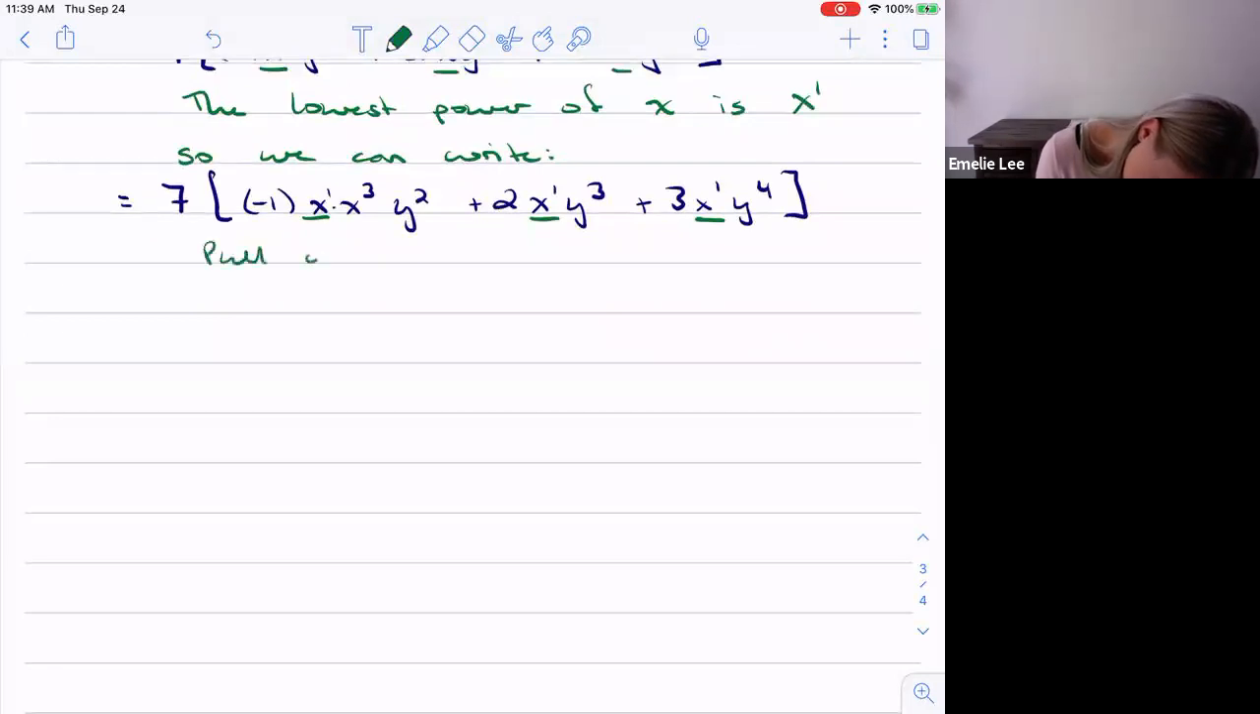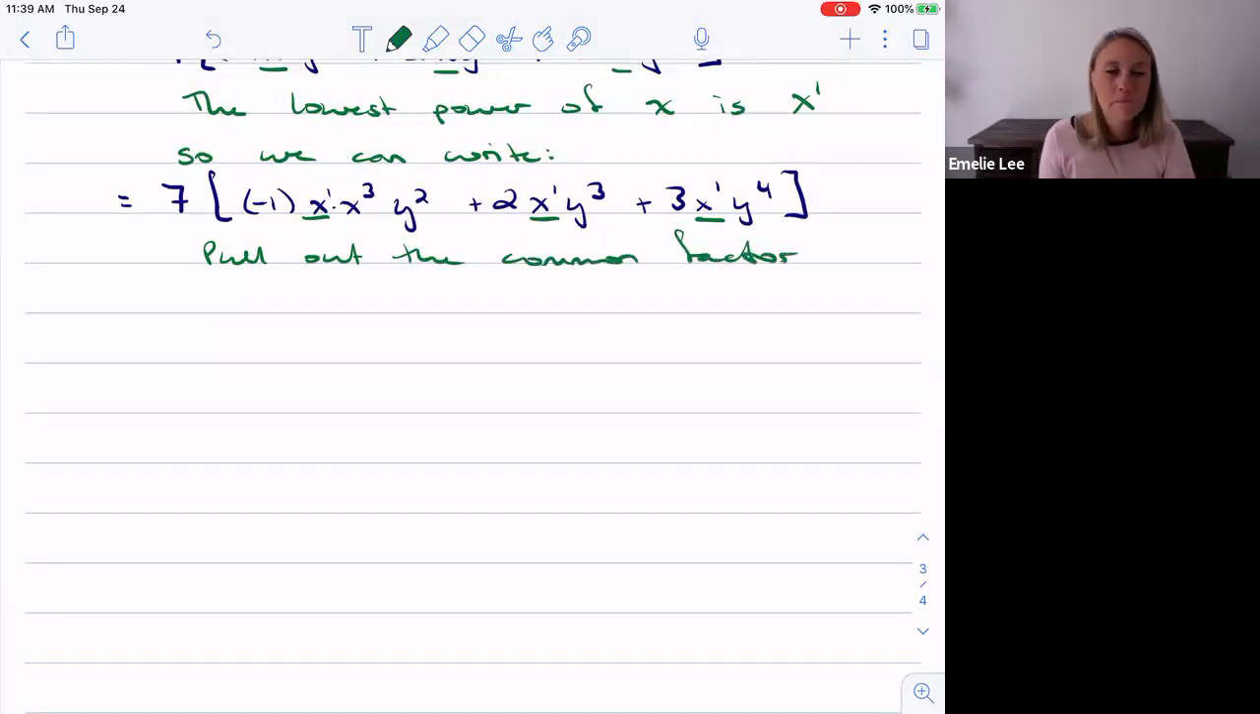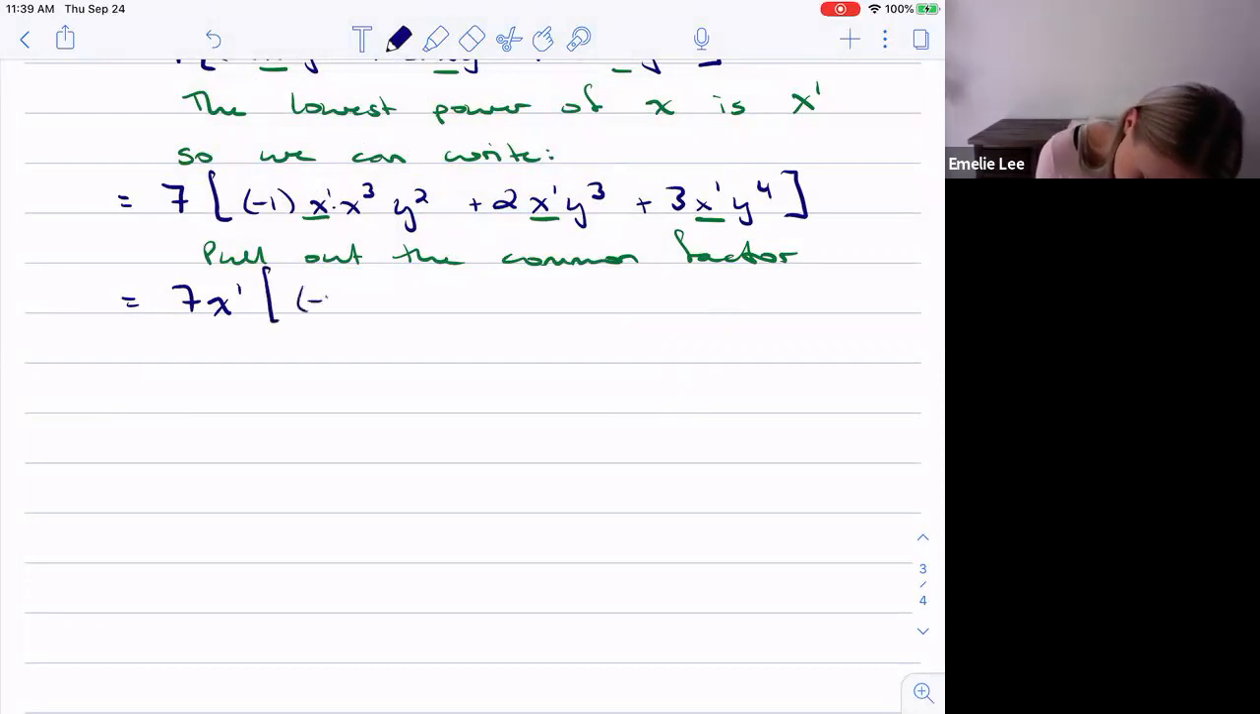So now I'm going to pull out the common factor. So I've got 7x to the power of 1, just to illustrate that it is that x to the power of 1. You don't need the power of 1. X to the 1 is just x. Times -1 x to the 3 y squared plus 2y to the 3 plus 3y to the 4th.